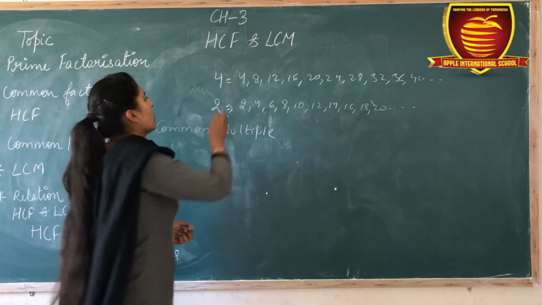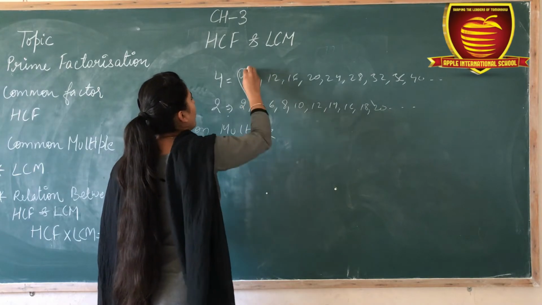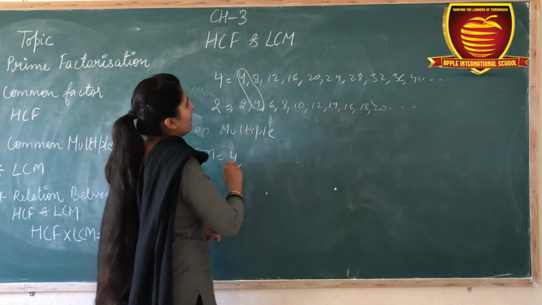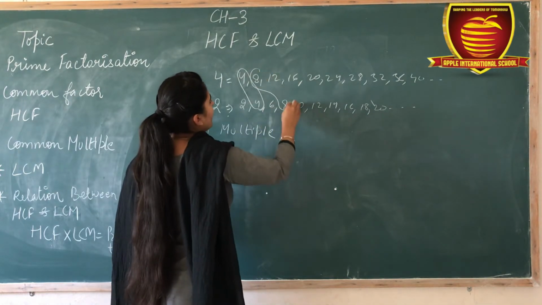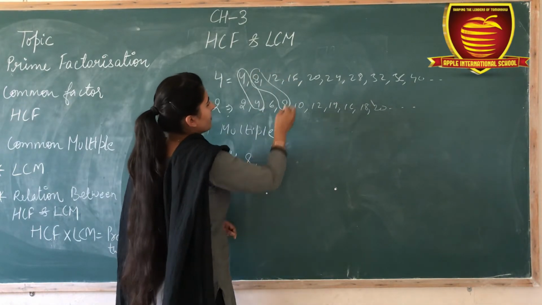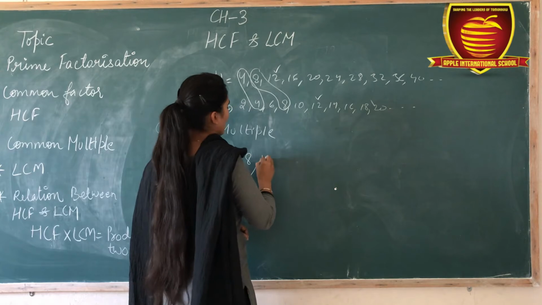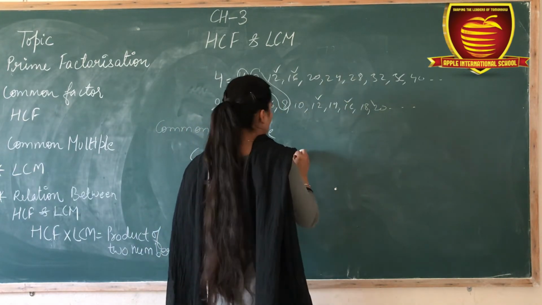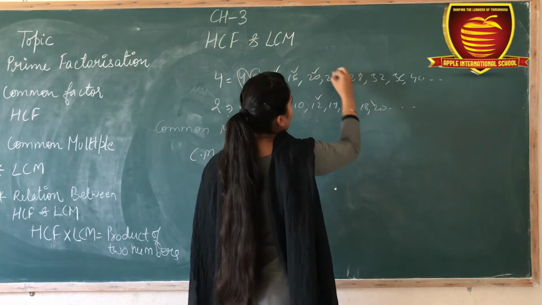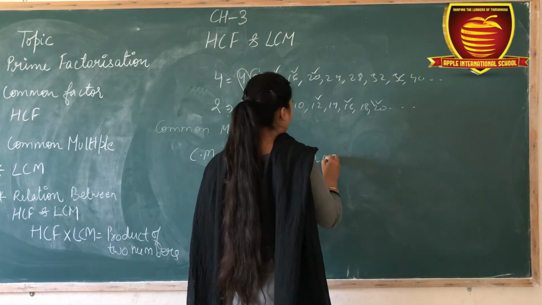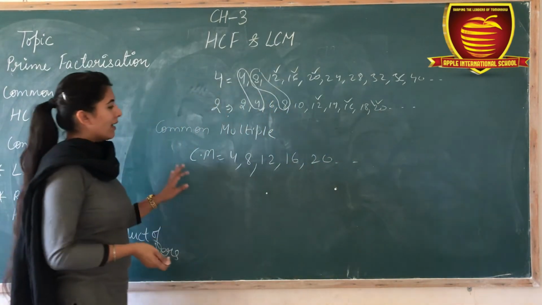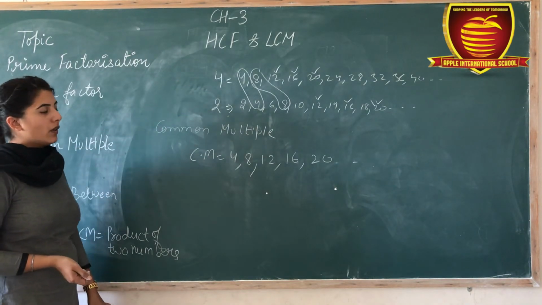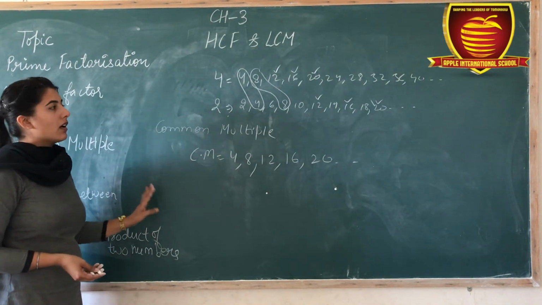So the common multiples: here we can write the common multiples. 4, 8, 12, 16, next 20, and so on. So these are the common multiples of 4 and 2. This is what common multiples are.